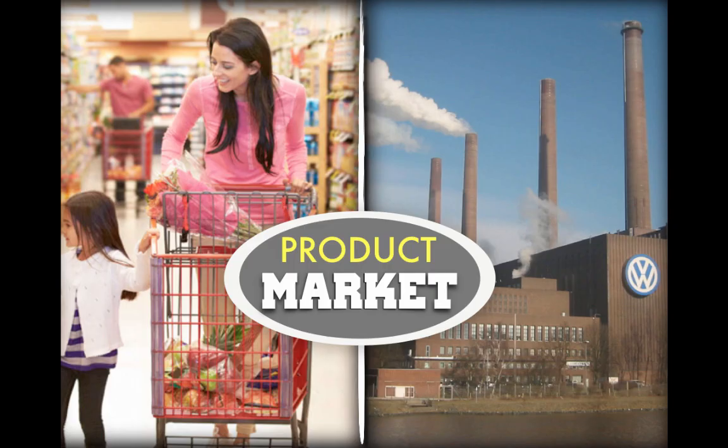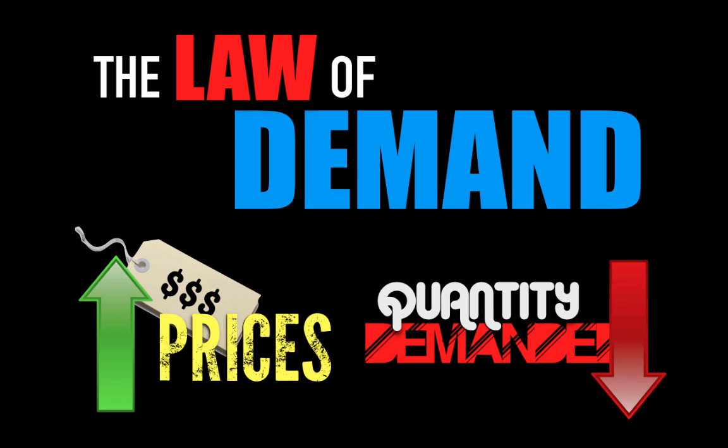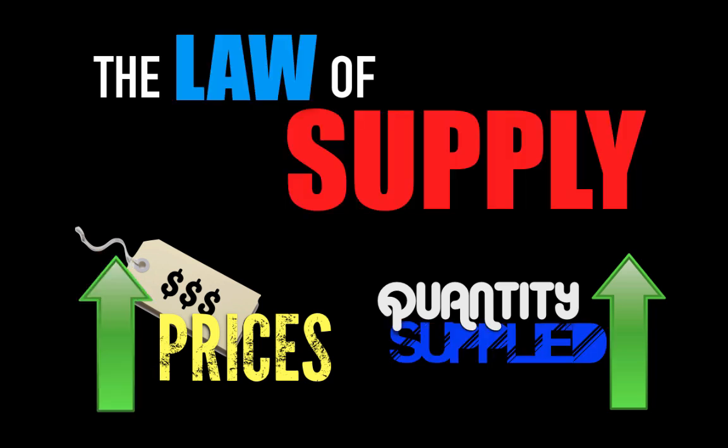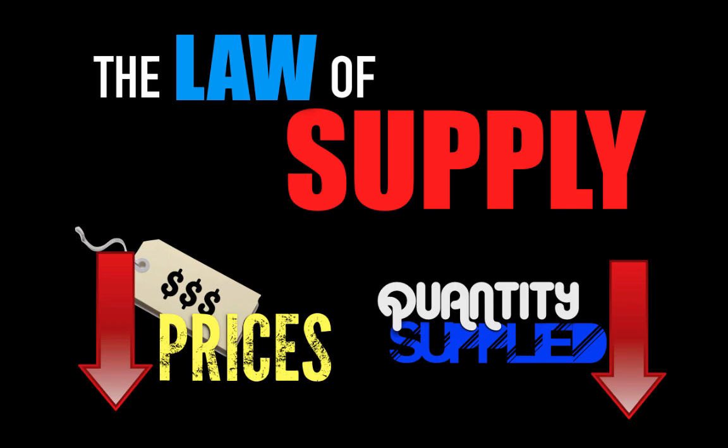In the product market, economic goods are exchanged between consumers and firms. In both markets, the law of demand is always in effect. It states that there is an inverse relationship between price level and quantity demanded. If price levels increase, quantity demanded will decrease. If prices decrease, quantity demanded will increase. The law of supply is also always in effect in both markets. This states that there is a direct relationship between price level and quantity supplied. If prices increase, quantity supplied will increase. If prices decrease, quantity supplied will decrease.